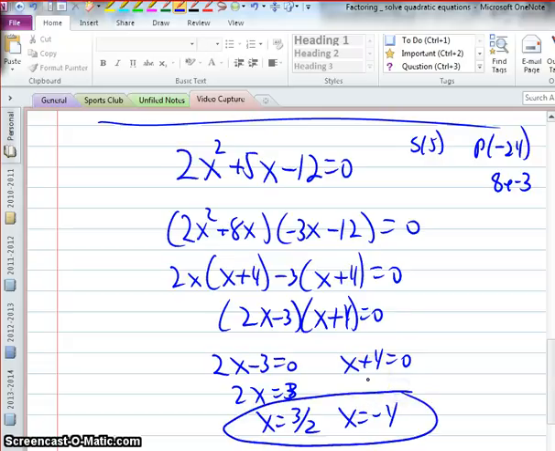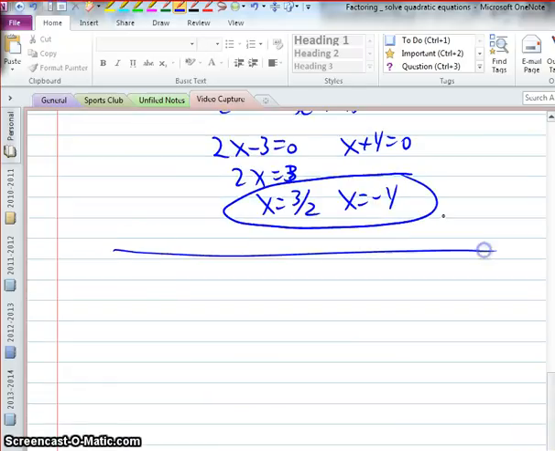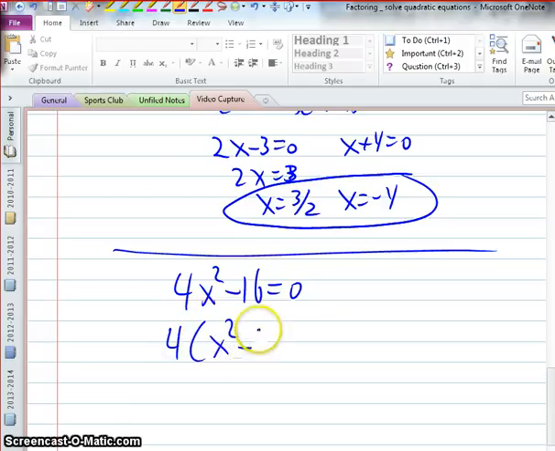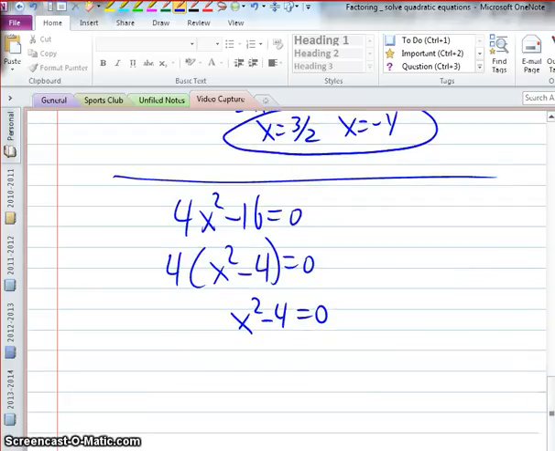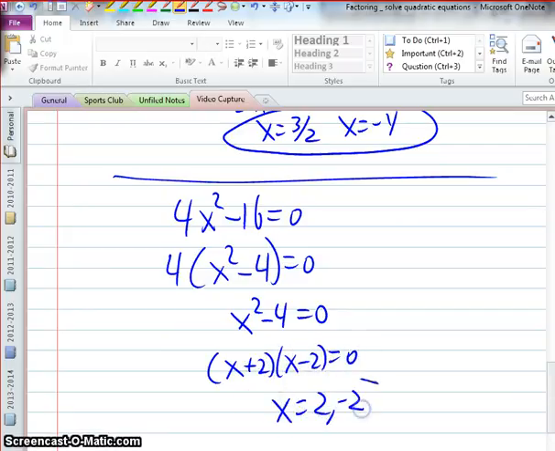Pretty cool stuff. And it works not only on just factorable trinomials, but take, for example, this problem. What's the first thing we always look for in factoring? Well, we look for a GCF. And here's the neat thing about equations. We can divide both sides by 4, and that 4 just goes away, right? Because 0 divided by anything is still 0. That's the difference of two squares. So x plus 2, x minus 2 equals 0. So x must be 2 or negative 2.